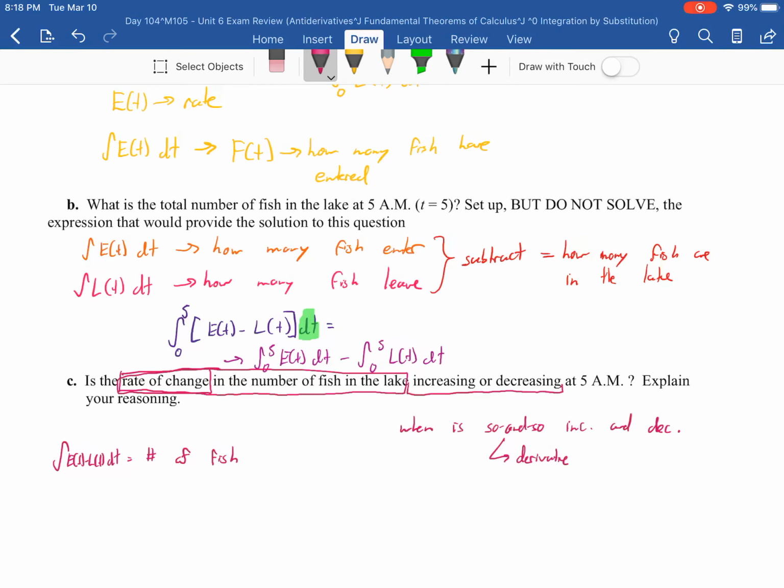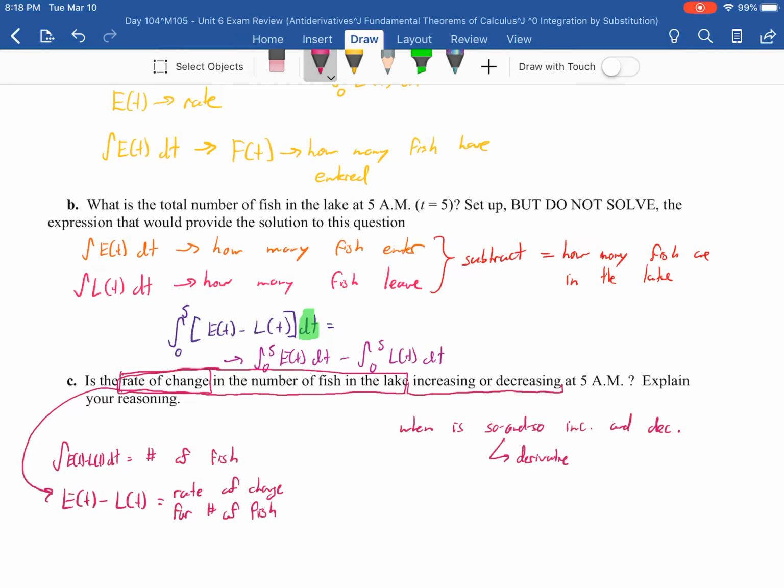Well, hopefully this is another thing you remembered in class. If you take the derivative of an integral, you just end up with the original expression. So this gives us the rate of change for number of fish. Just that expression without any integral, just E of t minus L of t. All right, so we figured that out. So this is the expression that we want to worry about.